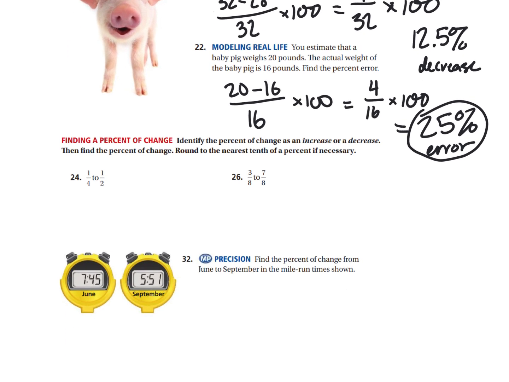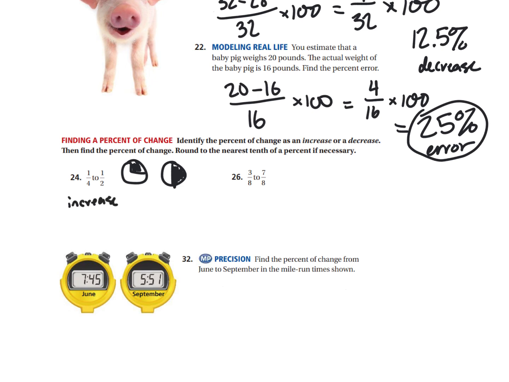Percent of change with fractions. Okay. We need to identify it as an increase or decrease, and then write the percent of change and round to the nearest tenth if we need to. Okay? So if I think about it, right, a quarter to 1/2. If I had a quarter of a pizza, it's going to look something like this. But if I had half a pizza, I would get all of this. So this is definitely an increase.